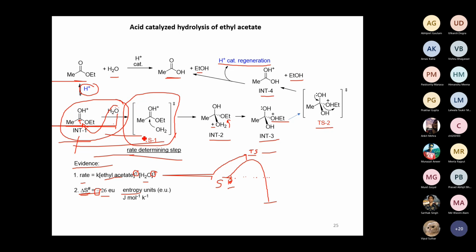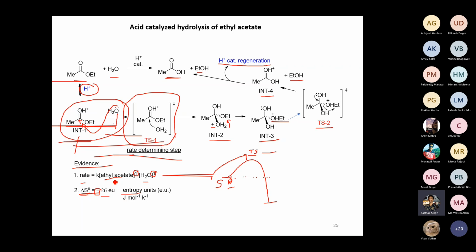That means two molecules are coming close to each other. The rate law is telling that ethyl acetate and water are involved in the rate determining step, the first step. The negative value of del S is also supporting that. When they were free in the beginning, but in the rate determining step they are coming close to each other, maybe forming a single molecule. That's why its randomness or disorderness is decreasing. That's why its enthalpy is decreasing. Not enthalpy, entropy is decreasing. Entropy, I'm talking about entropy.